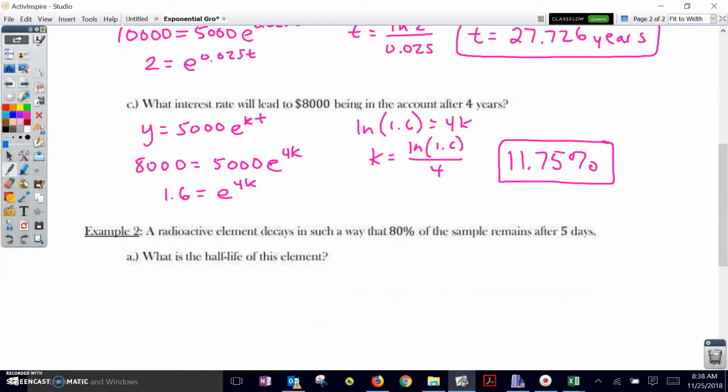A radioactive element decays in such a way that 80% of the sample remains after 5 days. What's the half-life of this element? Now, we're starting off here with the law of exponential change, y equals y sub 0 e to the kt. And in order to answer this question, we're going to measure time in days, but we need to figure out what the rate constant is, what this value of k is.